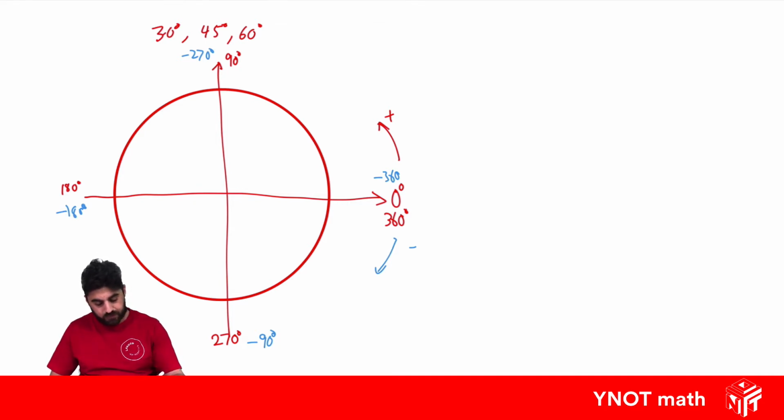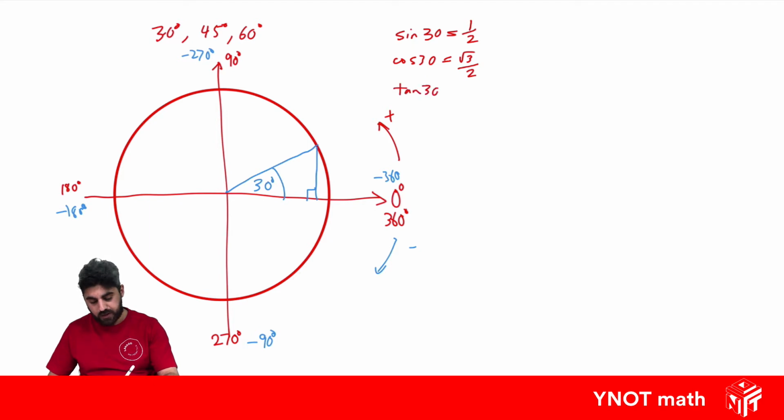Let's have a look if we draw in a 30-degree angle. So we're starting from 0 and we're going to move until we get to 30 degrees. So 30 degrees will be there, and we can drop a line here, make a right angle, and this is our 30-degree angle. And we know a fair bit about 30 degrees because we know sine 30 degrees equals a half, cos 30 degrees equals root 3 on 2, and tan 30 degrees equals 1 over root 3.